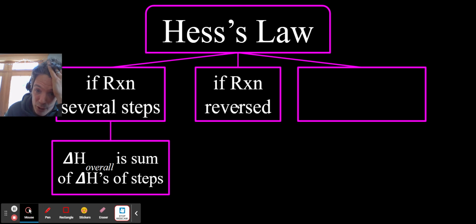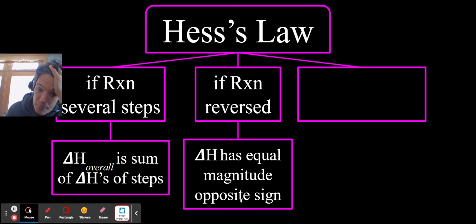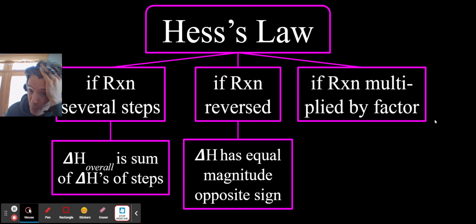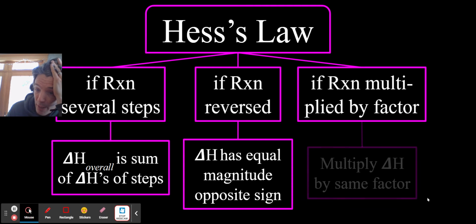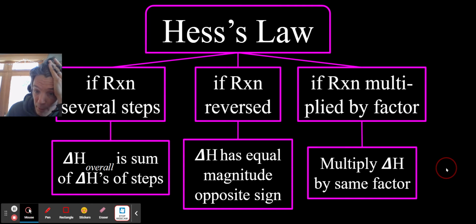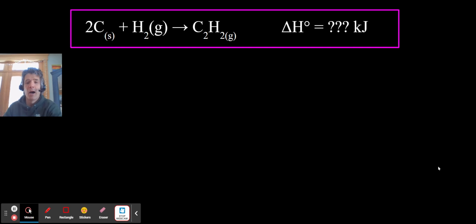Now, if I reverse the reaction, the enthalpy is going to keep the same magnitude, but it's going to change positive or negative. So if it's positive one way, it's negative the other way, but it's the same number. And often we're going to have to multiply reactions or reduce them by some factor, and we're just going to do the same thing to the enthalpy. All right, so in a sense, if I change this equation, what happens to enthalpy, and that's Hess's law.